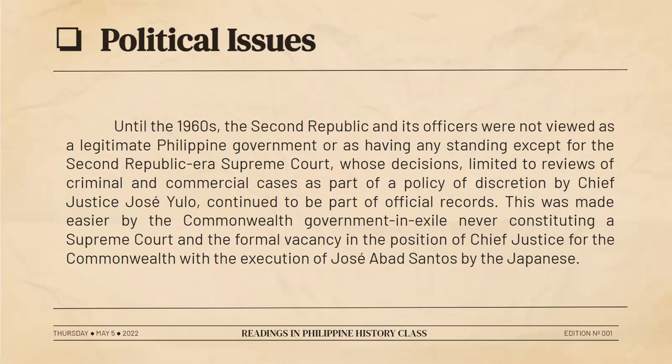It was only during the Macapagal administration that a partial political rehabilitation of the Japanese era republic took place, with the official recognition of Laurel as a former president and the addition of his cabinet and other officials to the roster of past government officials.